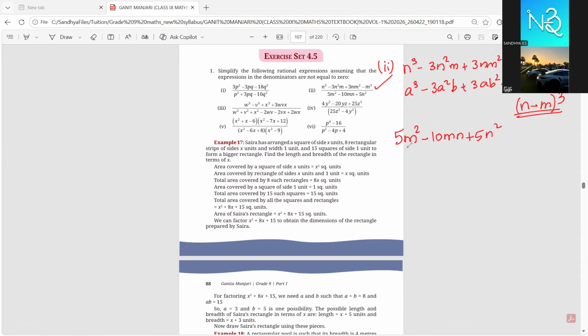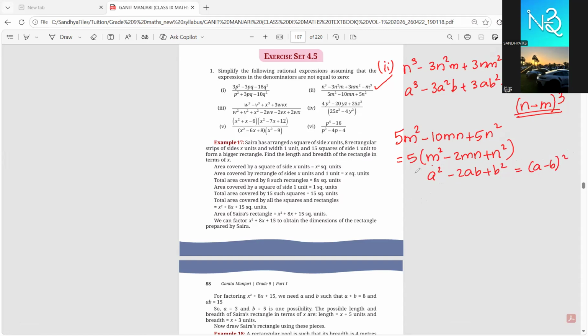So here again we have a square term, but 5 is not a square. So what you need to do? Take 5 outside first. So you will get m squared minus 2mn plus n squared. Okay, so that is the first step. Now you have a minus b whole squared, because it is a squared minus 2ab plus b squared. So that identity it becomes a minus b whole squared, right?